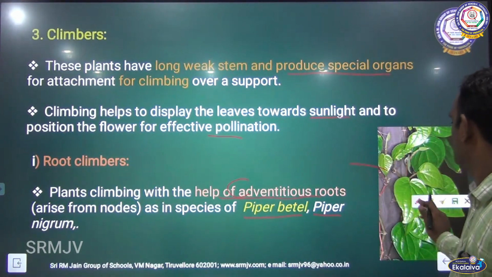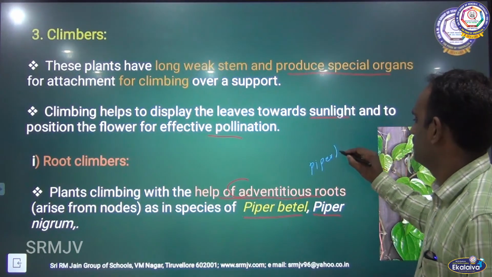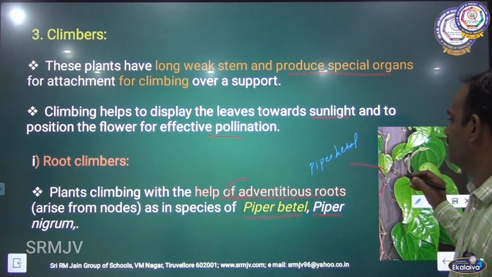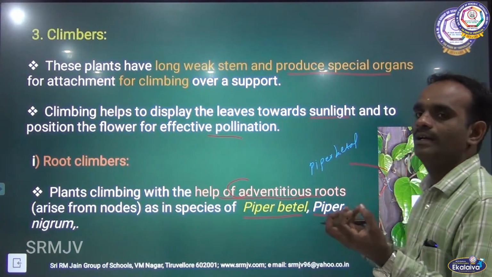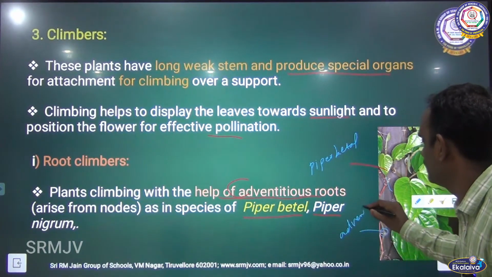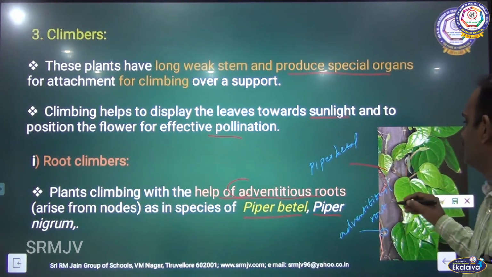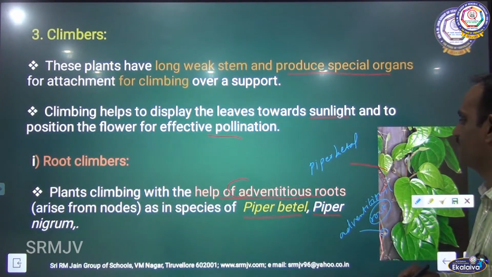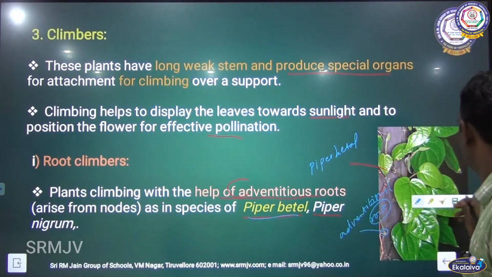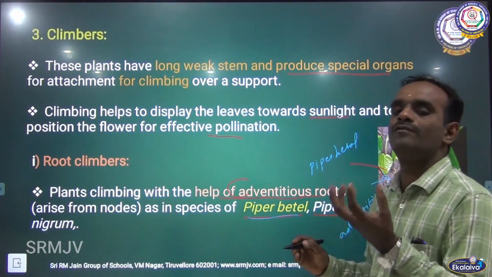See the picture. This is a Piper betel. Piper betel has a long weak stem, climbing with the help of adventitious roots. These are the adventitious roots. So the plant climbing with the help of adventitious roots is seen in the Piper betel. The adventitious roots arise only at the nodes of the stem.